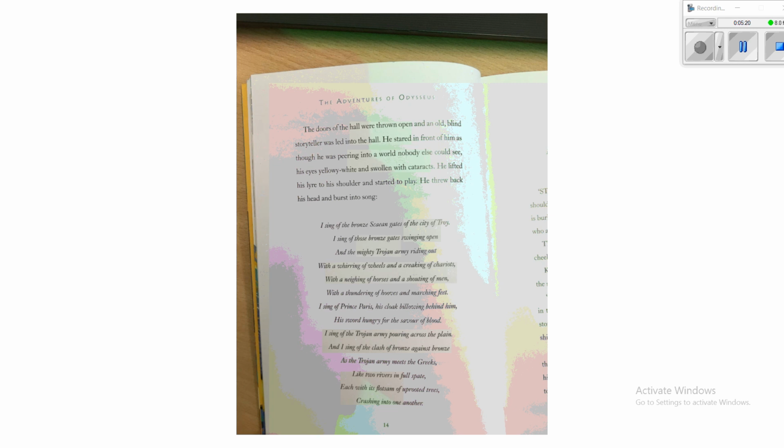I sing of the bronze scaling gates of the city of Troy. I sing of those bronze gates swinging open and the mighty Trojan army riding out, with a whirring of wheels and a creaking of chariots, with a neighing of horses and a shouting of men, with a thundering of hooves and marching feet. I sing of Prince Paris, his cloak billowing behind him, his sword hungry for the savior of blood. I sing of the Trojan army pouring across the plain, and I sing of the clash of bronze against bronze as the Trojan army meets the Greeks, like two rivers in full spate, each with its flotsam of uprooted trees crashing into one another. And I sing of the Greek heroes, mighty Achilles severing heads with every stroke, nimble-witted Odysseus trailing a wake of the dead, and old Nestor fierce among his foes.